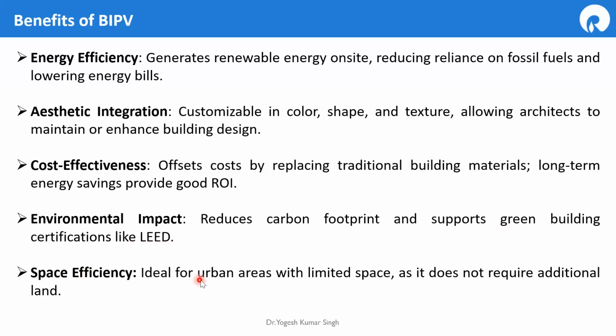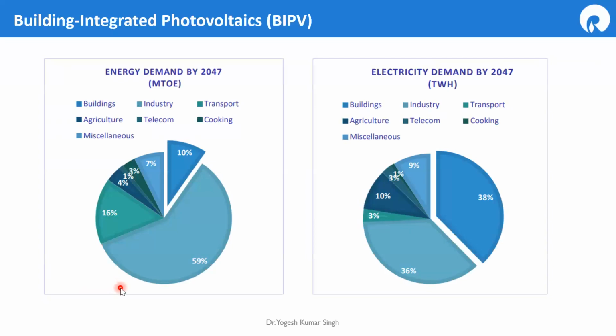Then space efficiency. If you're talking about urban areas, there is very limited space. So if you're using this particular technology, we do not need additional land for the generation of electricity. You can simply put the module in your facade or window or somewhere on the roof, and with the help of that you can generate solar electricity from there.